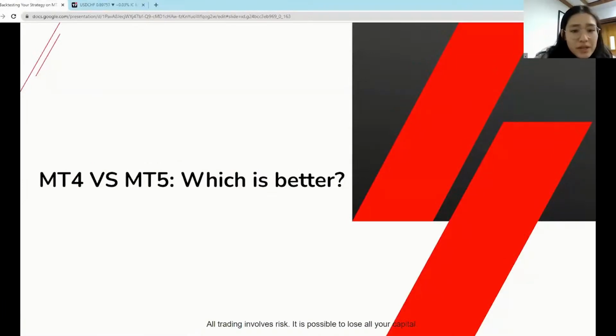So if you're wondering which is better, both platforms MT4 and MT5 are popular amongst traders. In short, if you're new to trading, MT4 is the right choice. The basic functions in MT4 are more than enough for trading. If you already have experience, then you can try MT5 since it has more features.